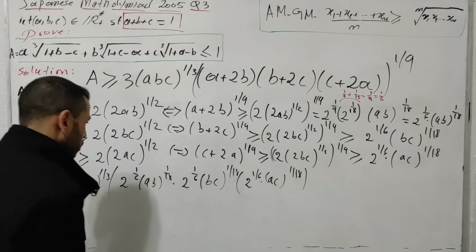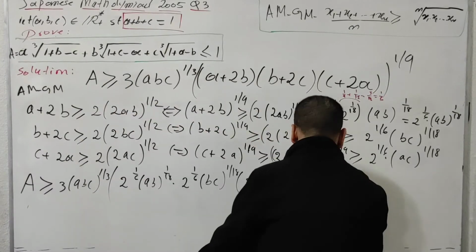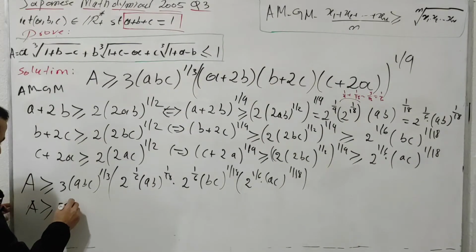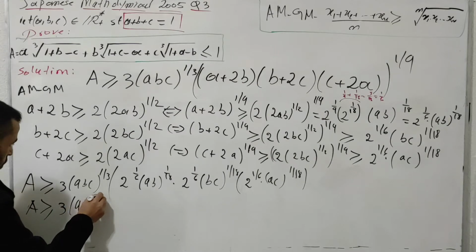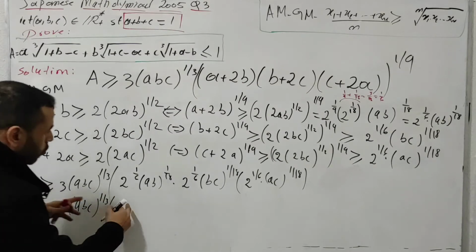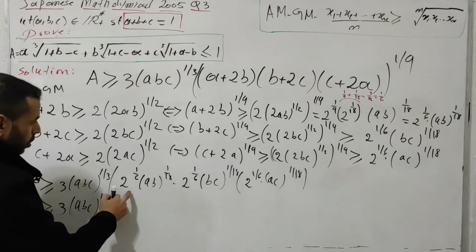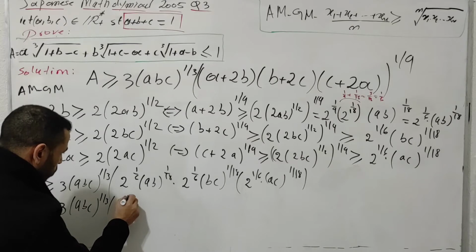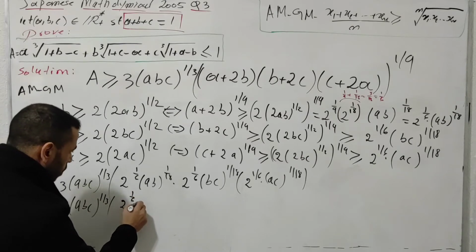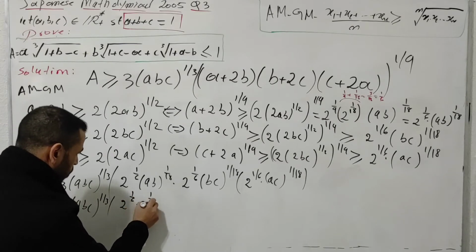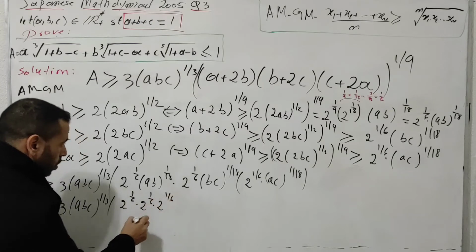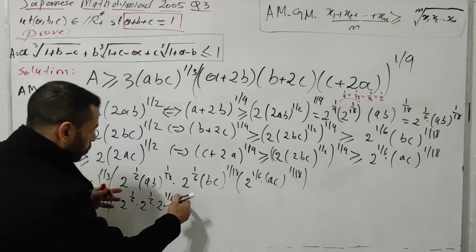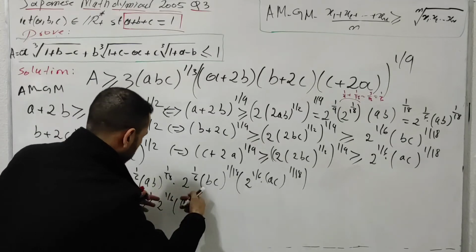Okay, now I'm going to rearrange these numbers. I will get capital A is greater than or equal to 3 times (abc) to the 1 over 3. I'm going to rearrange all these numbers by putting the number 2 in the front. I will get 2 to the 1 over 6 multiplied by 2 to the 1 over 6 multiplied by 2 to the 1 over 6. Here I will get a squared because I'm going to put all these numbers inside each other.